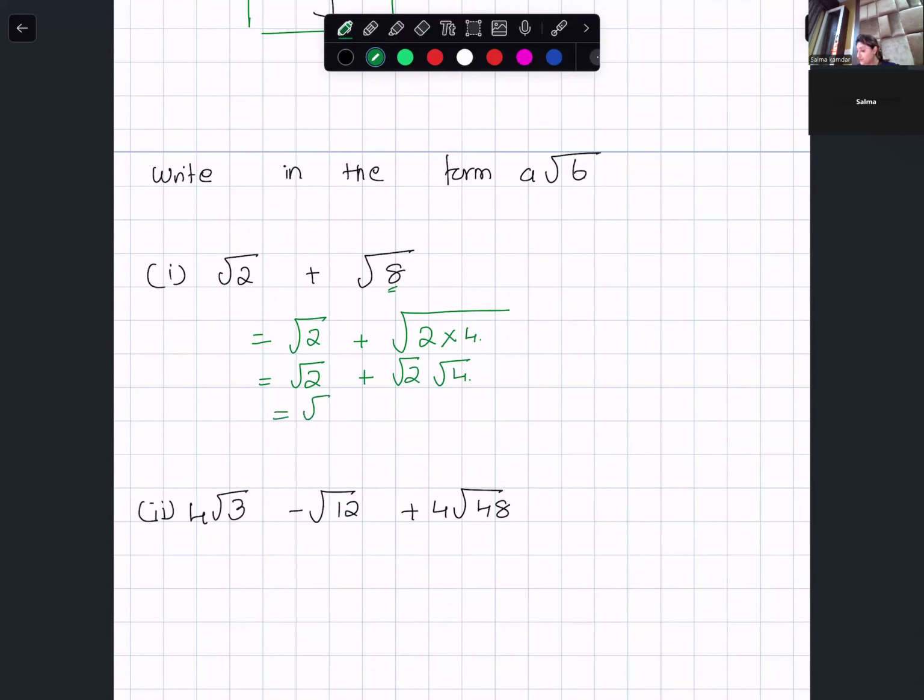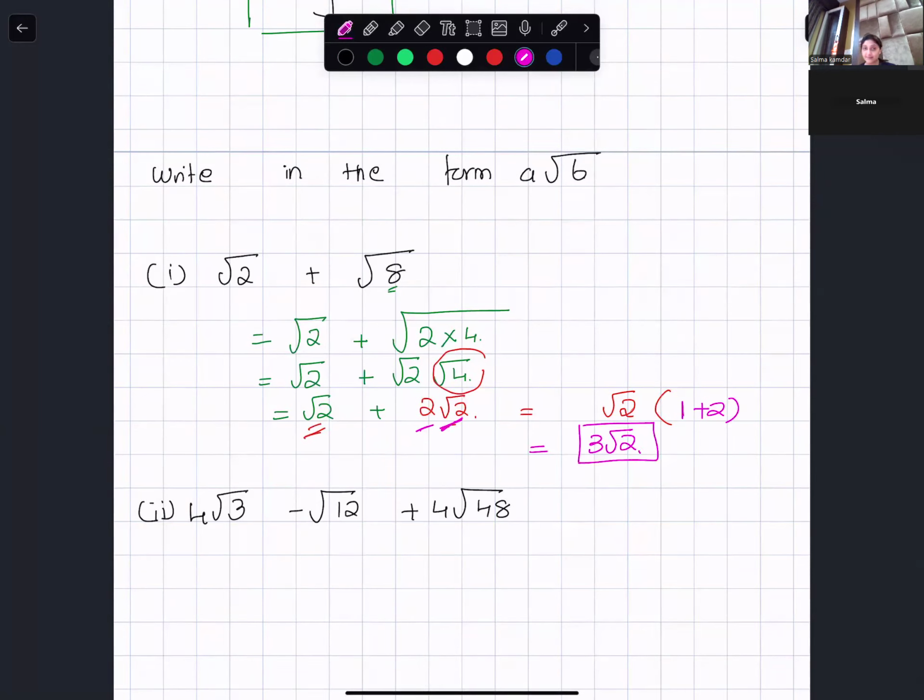This would become root 2. Root 4 is nothing but 2, and root 2 I will write in the same way. From this, root 2 is common, so I will remove root 2 outside. So if I remove root 2 outside, I am left with 1 plus, if root 2 is gone, I'm left with 2. So this would become 3 root 2. This is your main answer.